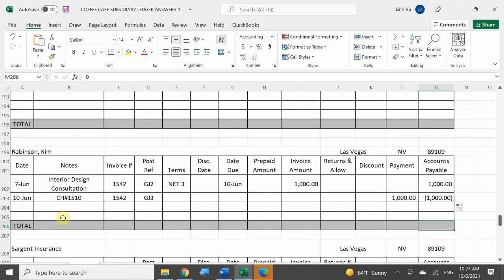We don't need to put a new column for the balance to be zero balance. Your balance is at the very bottom. The gray bar right there is your balance. That's your account balance.